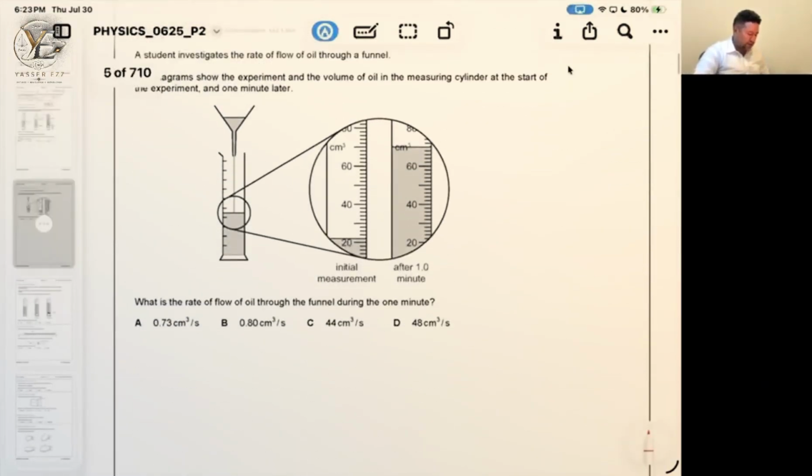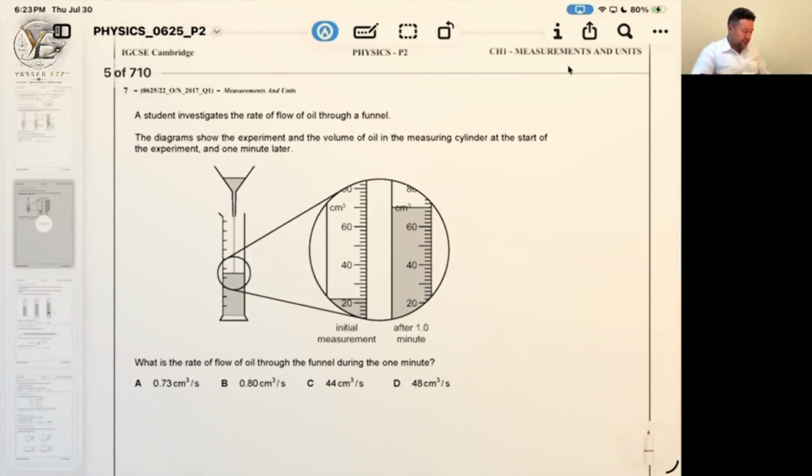Let's go to question number 7. A student investigates the rate of flow of oil through a funnel.